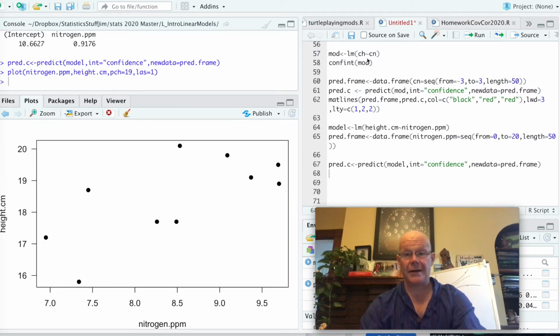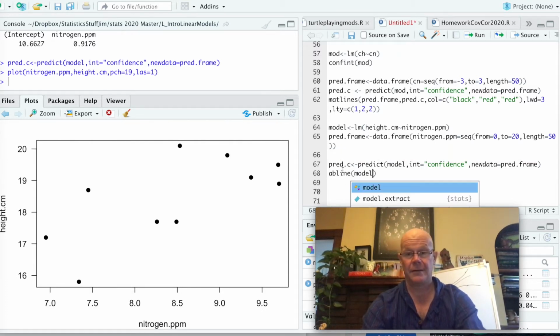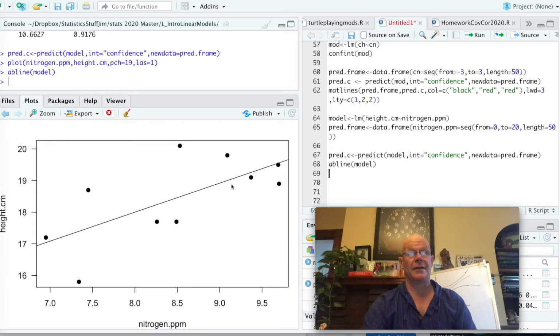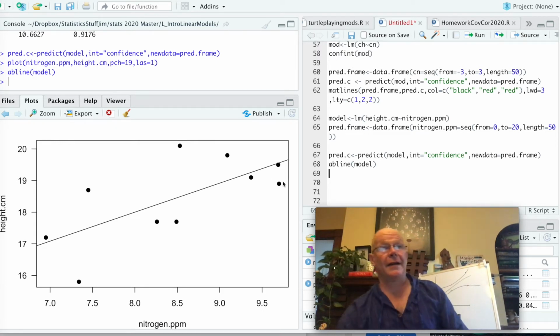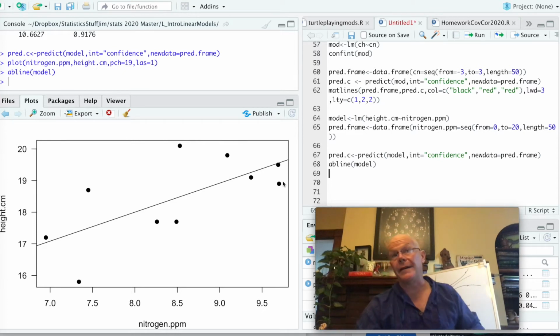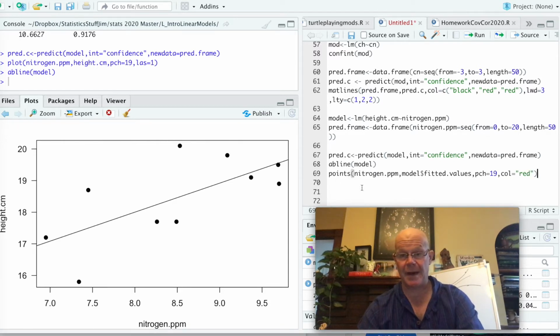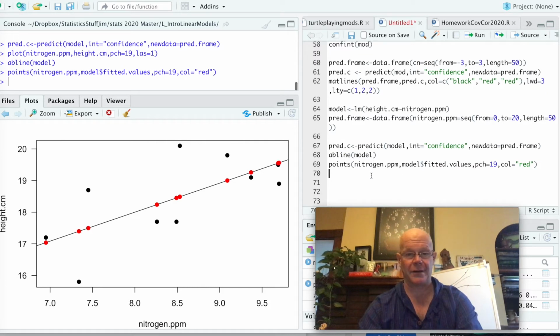And then I can use the abline function on our model. That's going to give us our regression line. And now I can ask, what are our fitted values? Based upon our actual sample, I'm going to make little red dots on the regression line where the fitted values actually are.